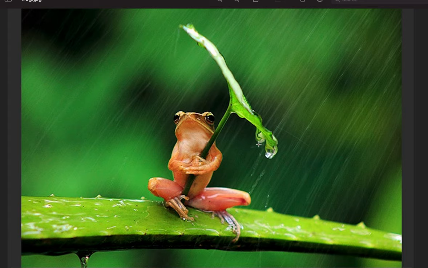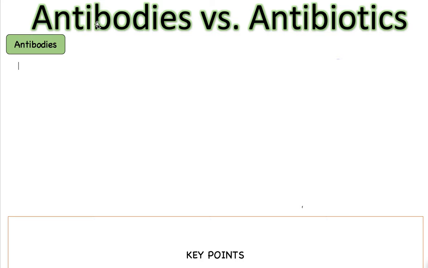In this video, we'll be looking at a picture of a frog using a leaf as an umbrella. Actually, we'll be looking at the differences between antibodies and antibiotics. These are two super similar looking words, and if you don't know the difference, it can be pretty confusing.